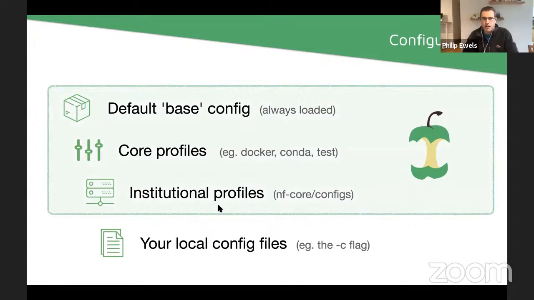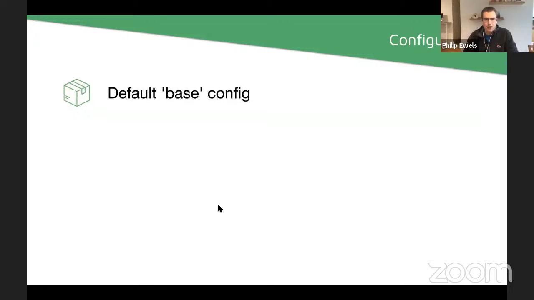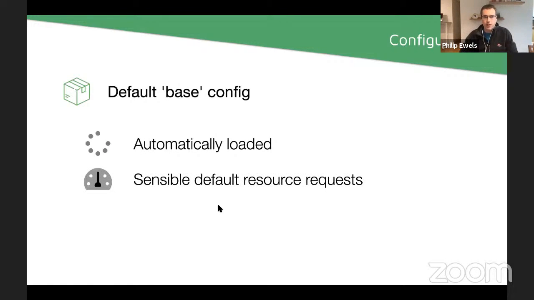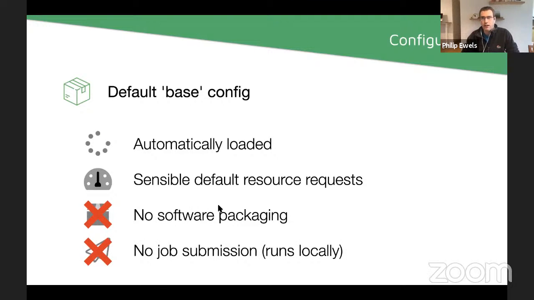And these first three come with every nf-core pipeline and work in the same way for every nf-core pipeline. So the default base config is automatically loaded whenever you use an nf-core pipeline, and it comes with basically sensible defaults. So this is where the pipeline authors say, this tool usually needs this many CPUs and this much memory, and that's probably a sensible default for most people. It does not specify anything about software packaging, so the pipeline will just assume that you have all tools installed, which you probably don't. And it won't do anything clever with job submissions, so it will just run locally, which you probably don't want either. But it's a good starting point for the config.